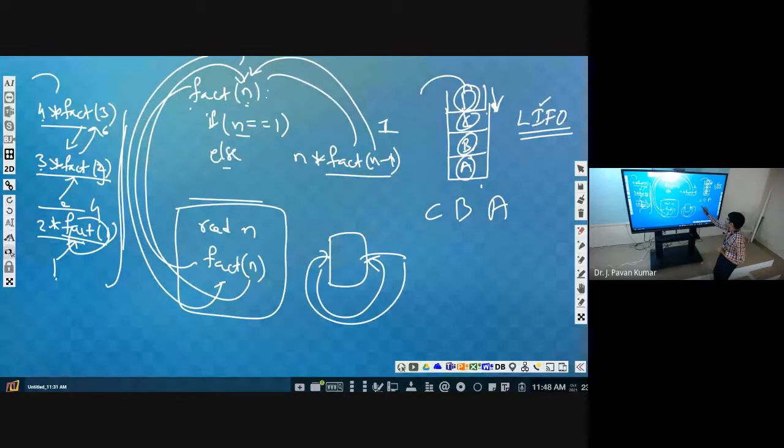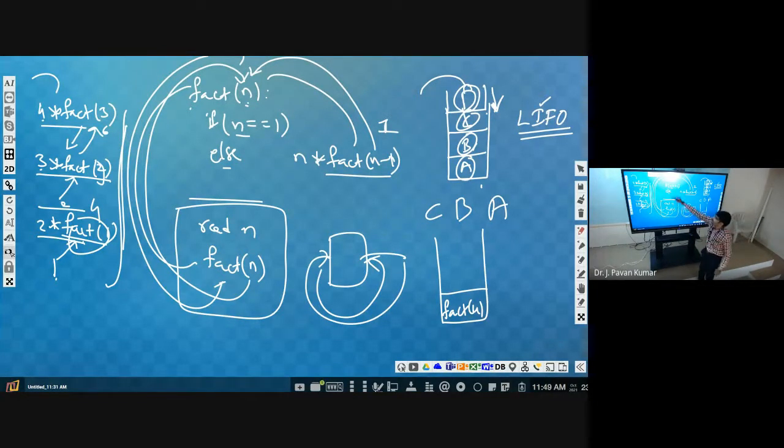So what are we making first? What is the first call that we are making? Fact of n. What is the n value we considered? 4. So fact of 4. Okay, fact of 4. Now, as of now, only this item is there. So if I wanted to take out, which I have to take? Fact of 4 only. Only one item is there, so that only we will take out.